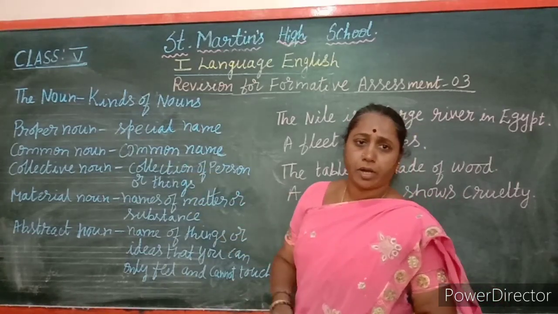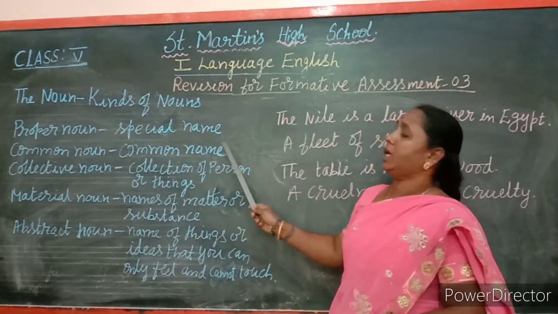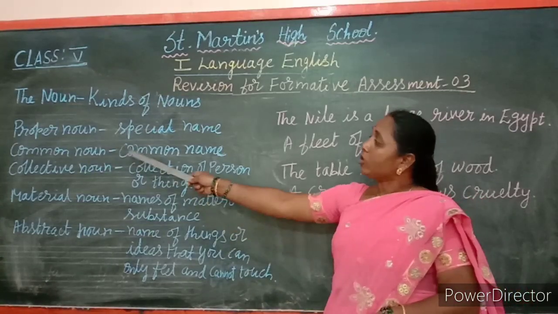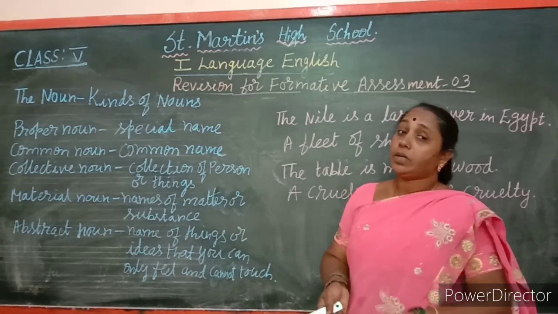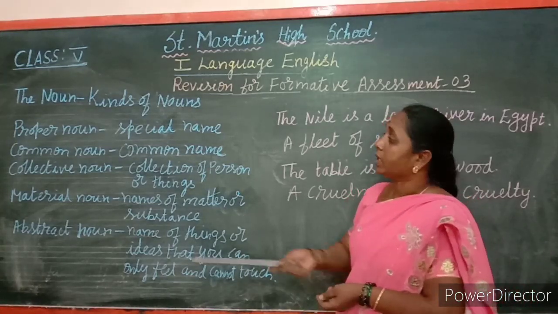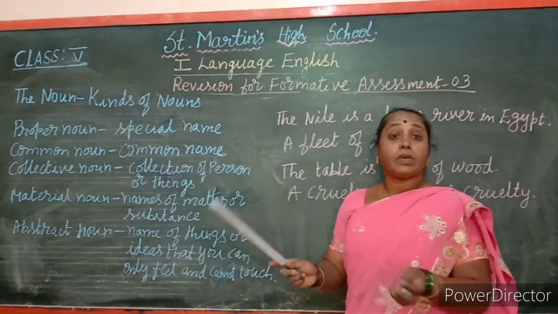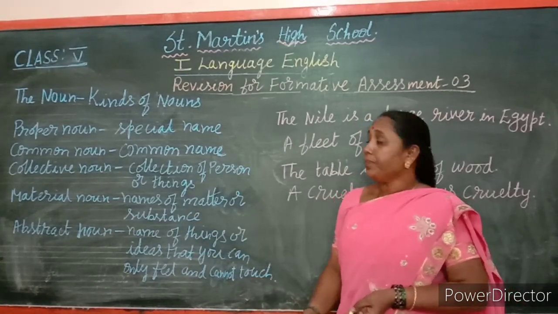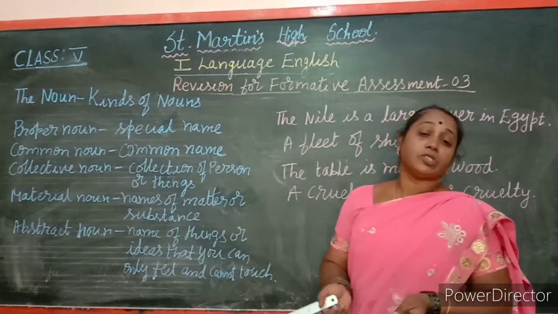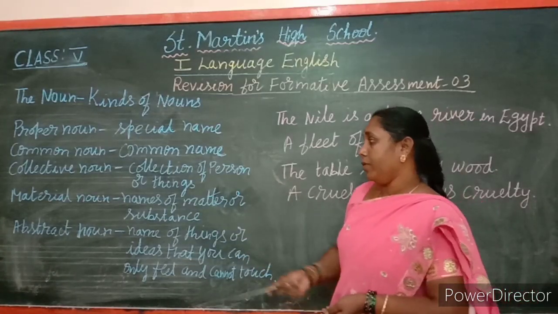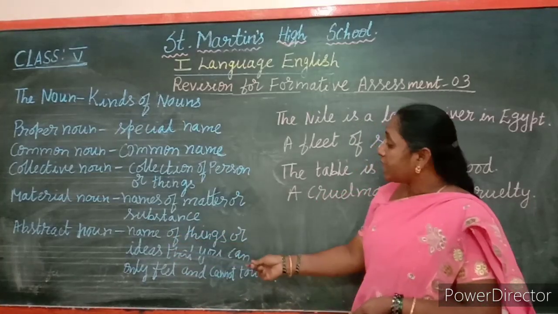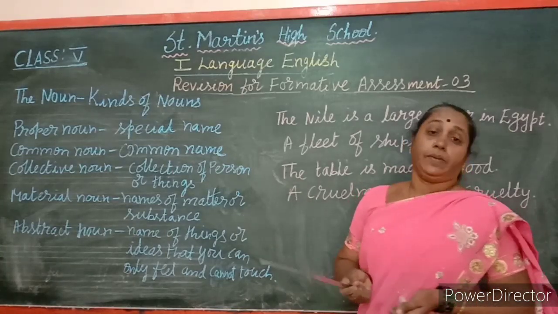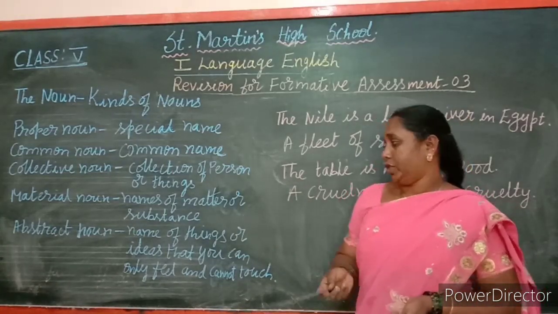What do you mean by proper noun? Proper noun is a special name given to a person, place or animal. And then common noun is a common name given to a person, place, animal or thing. Collective noun, it is the name given to a collection of persons or things. Material noun, it is the name of matter or substance that a thing is made up of. Abstract noun, it is the name of things or ideas that you can only feel and you cannot touch.